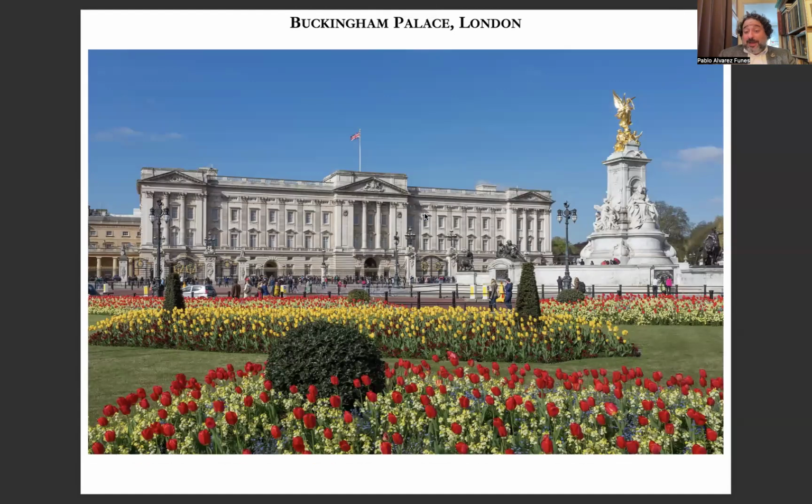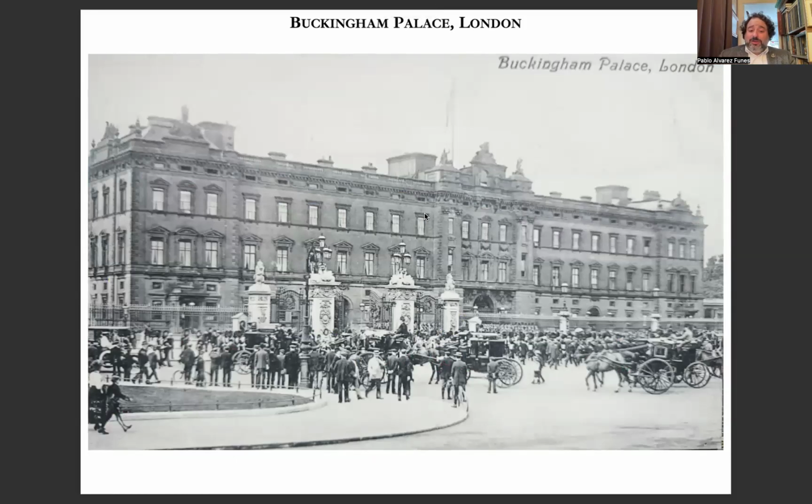And talking about palaces, we have to talk about Buckingham Palace in London, one of the most famous palaces all over the world. And again, we have a very, very interesting neoclassical facade. But this neoclassical facade is relatively new. It's from the beginning of the 20th century. This is how the facade was looking by the end of the 19th century.